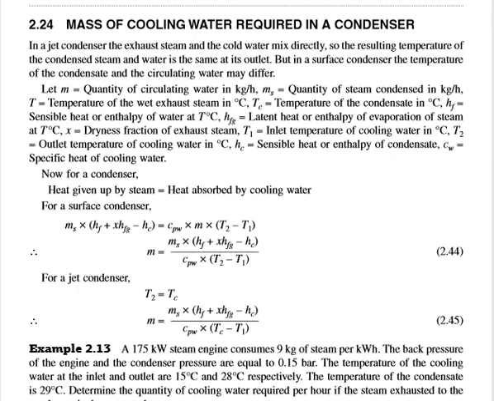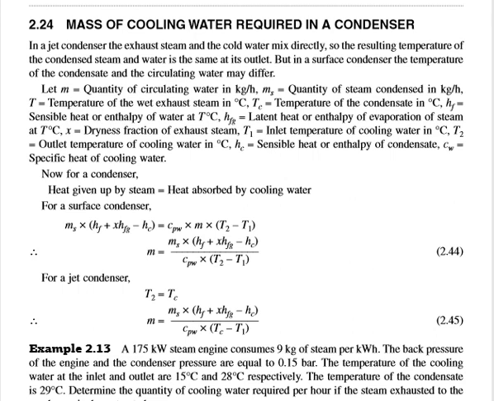The C indicates the condensate. The sensible heat or enthalpy of water at temperature T degrees Celsius is considered hf. hf is nothing but the sensible heat, or you can say the enthalpy of water. hfg means latent heat, that is, the enthalpy of evaporation of steam at temperature T degrees Celsius. Then x means the dryness fraction of the exhaust steam, because the steam is taken from the turbine.